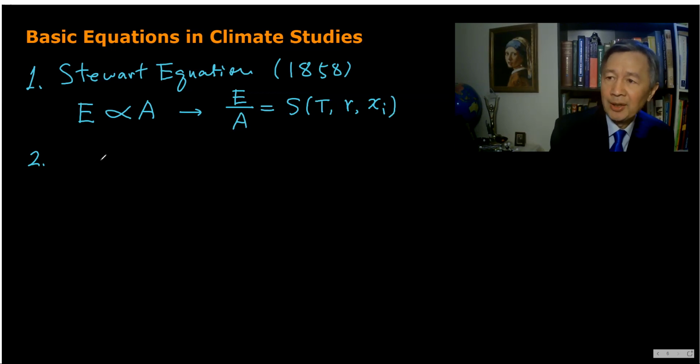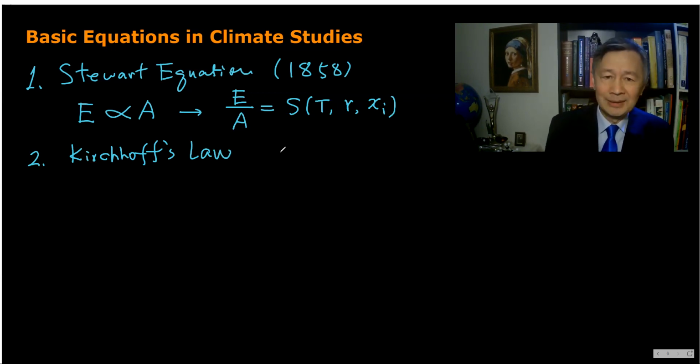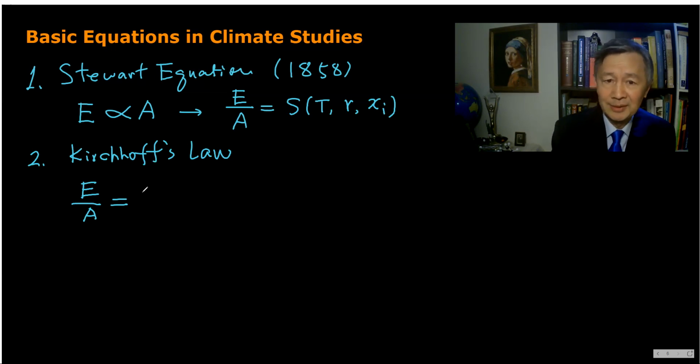The second equation is called Kirchhoff's Law. This was published 2 years later. Kirchhoff was considering the same phenomenon, namely the thermal radiation. He argues that the emitted energy over the absorbed energy must be equal to a universal function. Can we use that as K? Of which the only variable is the temperature of the object emitting radiation. From these two equations, you can see that Kirchhoff's law is similar to Stewart equation. But Kirchhoff didn't acknowledge the publication 2 years before him.